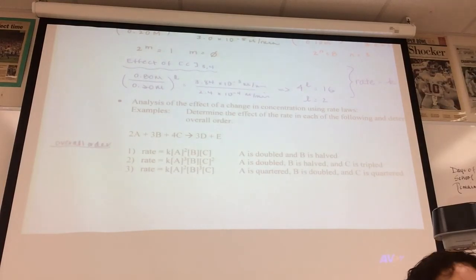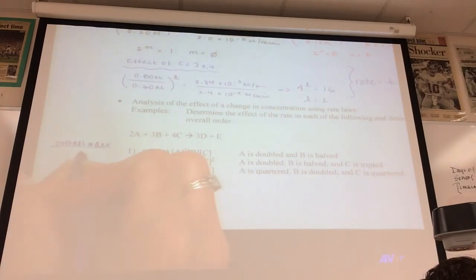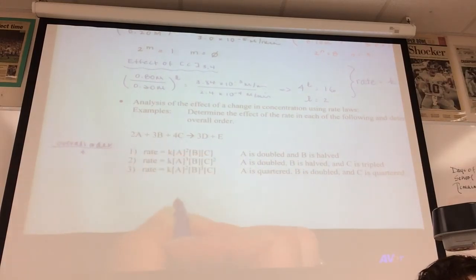Overall order is the sum of the exponents. So for example, in the first, 2 plus 2 plus 1 is 4. What would the overall order of the second rate law be? 6 is correct. 3 plus 1 plus 2. And the third one, 2 plus 3 plus 1 is 6. So overall order is easy.